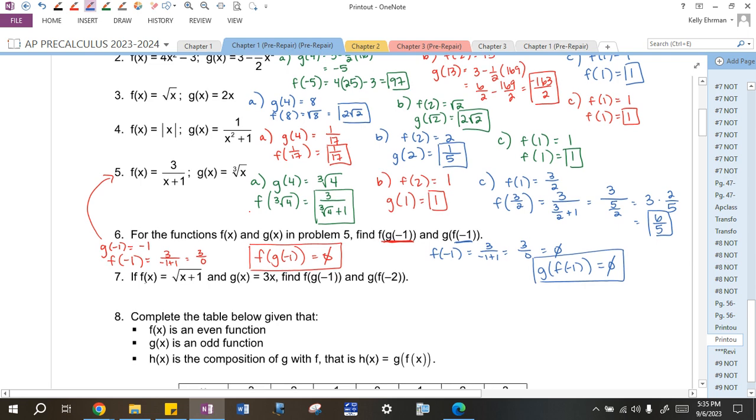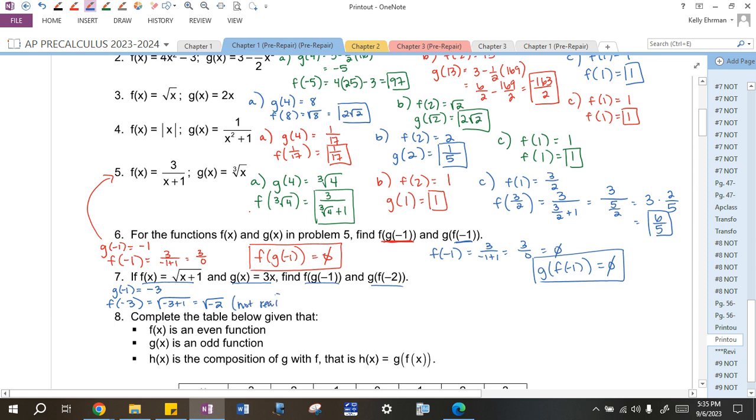Number 7, if f of x equals this and g of x equals this, find f of g of 1 and g of f of negative 2. So f of g of negative 1, start with g of negative 1. That's negative 3. And then f of that answer, square root of negative 3 plus 1. So it's the square root of negative 2, which is not real.